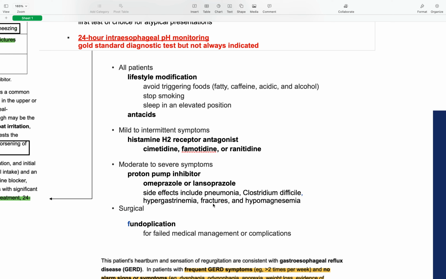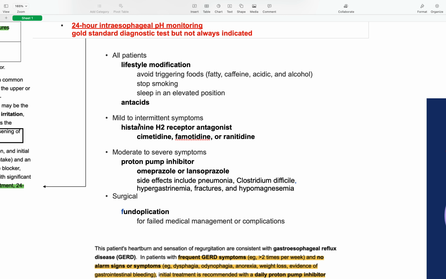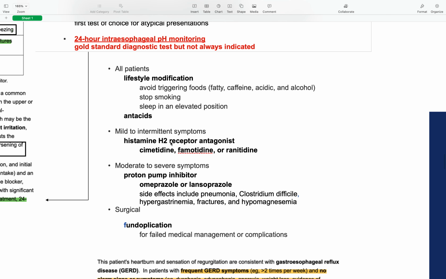Hypergastrinemia, fractures because proton pump inhibitors can inhibit calcium uptake as well. It suppresses the action of the osteoclasts, and so fractures can happen due to chronic use of proton pump inhibitors. And also hypomagnesemia is one of the complications of proton pump inhibitors. So if all your medical treatment doesn't work, then you would do a surgical intervention like fundoplication. Okay, so that is the medical management of GERD.